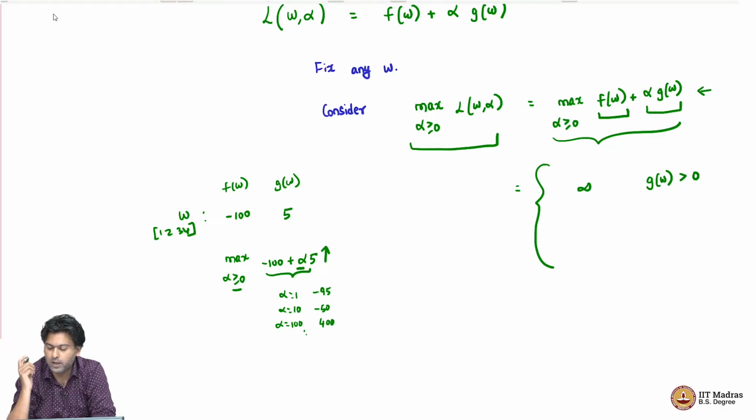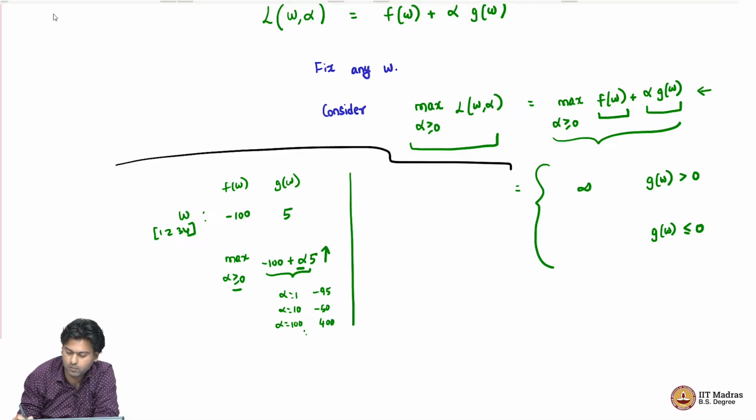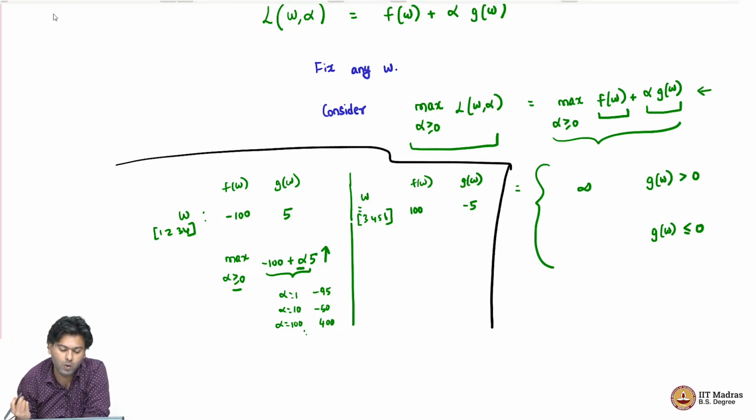Now we'll see why that is useful in a minute, but now let's also look at the case where g of w is less than or equal to 0. Let me put a box here, separate this. Now in this case, maybe you have a different w, 3, 4, 5, 6. Now f of w here is, let's say, 100 and g of w is minus 5. Now what I'm trying to maximize is, earlier it was minus 100 plus 5 alpha, now it is 100 minus 5 alpha. Again I'm only allowed to have non-negative alpha, right?